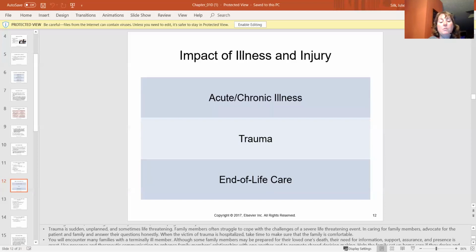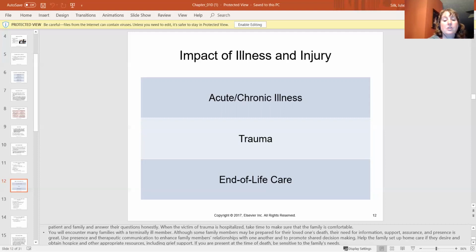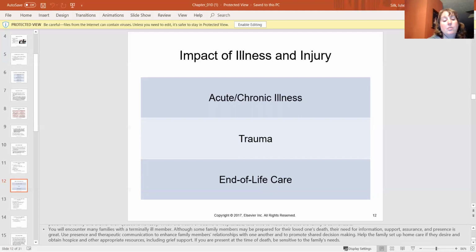Although some family members may be prepared for their loved one's death, their need for information, support, assurance, and presence is great. Use presence and therapeutic communication to enhance family members' relationships with one another and promote shared decision-making. Help the family set up home care if they desire and obtain hospice and other appropriate resources, including grief support. If you are present at the time of death, be sensitive to the family member's needs.